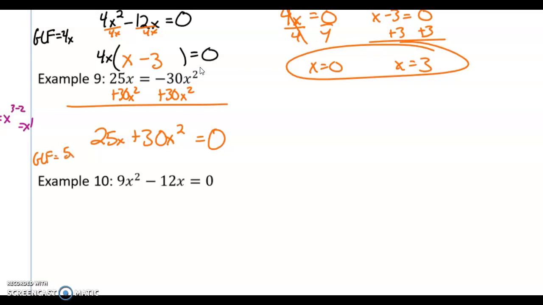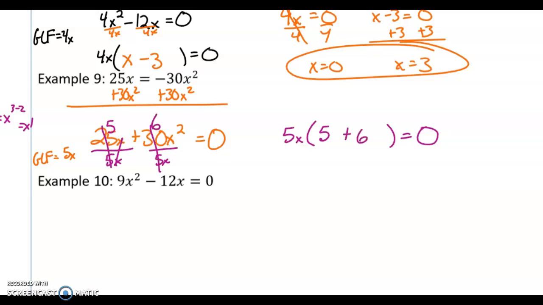So now what is my GCF? All right, it would be 5x. So I'm going to go ahead, and I like to switch colors just so I don't get it all jumbled here. So what we're going to do is we're going to pull out a 5x. And so we're going to find what's left for the other factor. So 25 divided by 5 is 5, and the x's cancel out to 1. 30 divided by 5 is 6, and it's positive, and then the x squared divided by x is just x. All right, so it's 5 plus 6x.